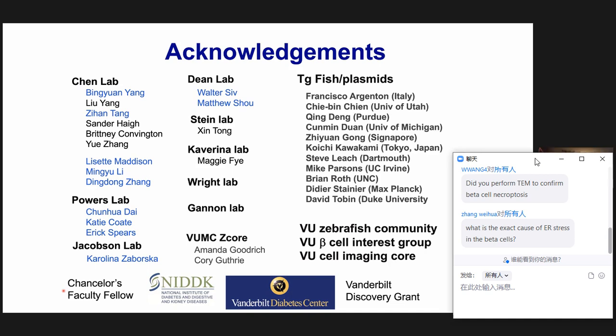And there's another one along this line from Zhang Weihua, asking what is the exact cause of the ER stress in beta cells? We know that beta cells are very prone to ER stress because they have to make a lot of insulin. And making insulin is a difficult thing to do because you have to process it by cutting it into pieces and also folding it. So it's very intensive work for the beta cells.